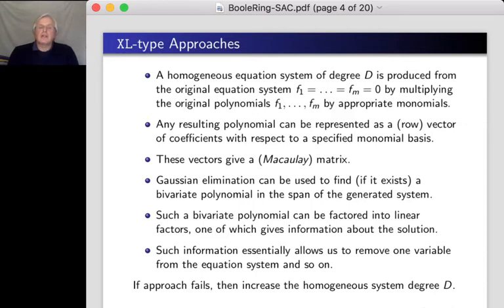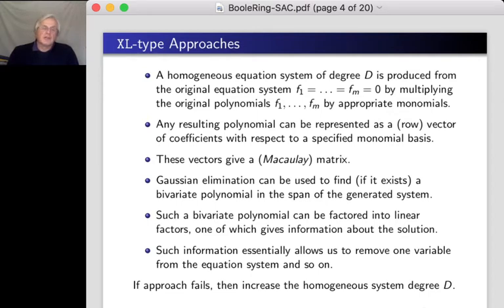We can then use Gaussian elimination in the Macaulay matrix to try and find a bivariate polynomial, say in x0, x1, in the span of the generated system. If we have a bivariate polynomial, we can potentially factor that into linear factors by standard techniques, and one of these linear factors will give information about the solution. Essentially, one of these linear factors will allow us to remove one variable, potentially, from the equation system, giving us a simpler equation system.